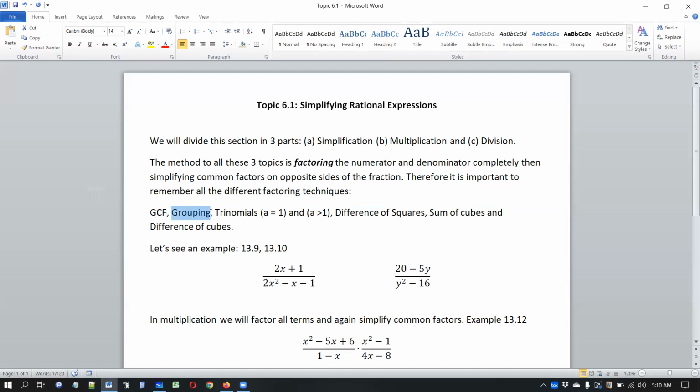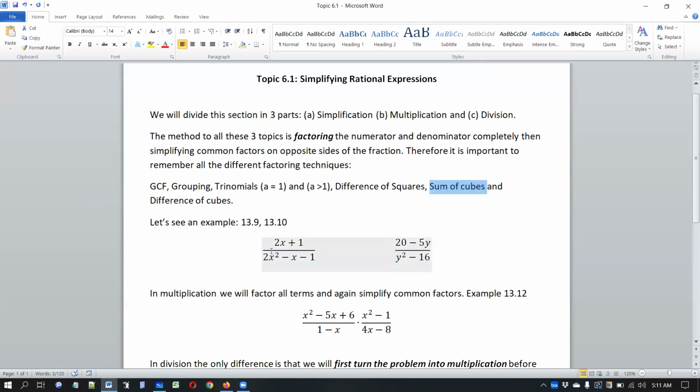Grouping, this occurs in groups of 4. And then we have the two trinomials. These are the most frequent. When we have trinomials where the leading coefficient is 1, a is equal to 1, or when a is greater than 1, so this is the AC method. Then difference of squares, so these are two terms with a minus sign in the middle. And then we have the sum of cubes and difference of cubes, which very likely for these problems won't really show up very often.